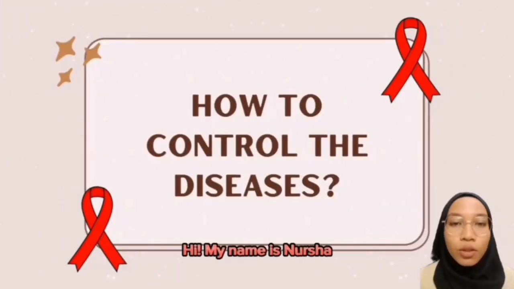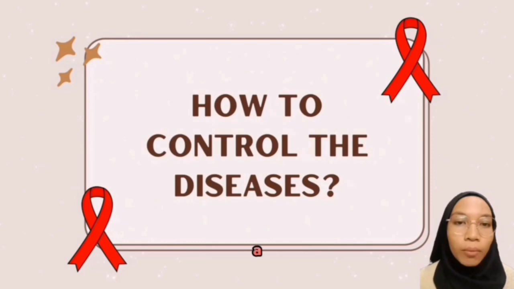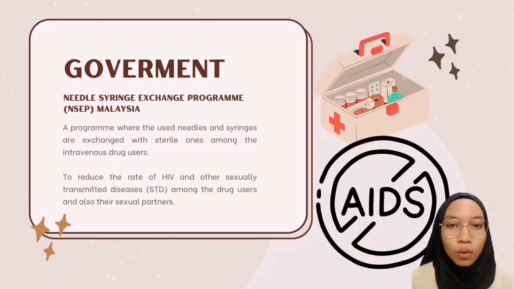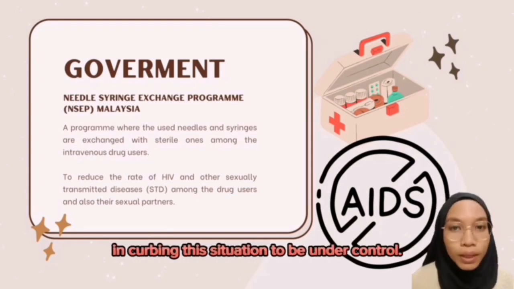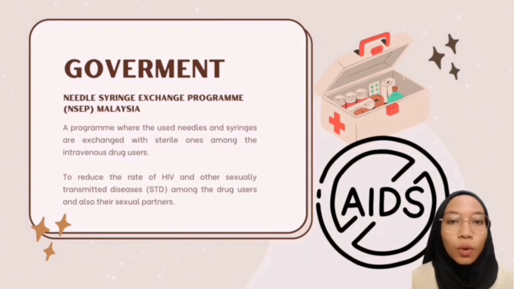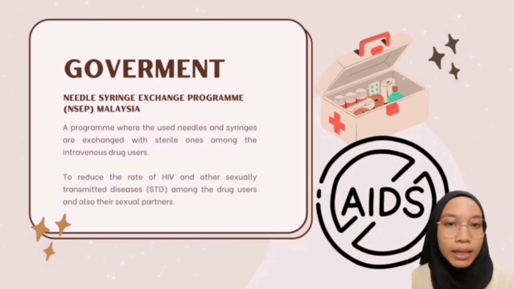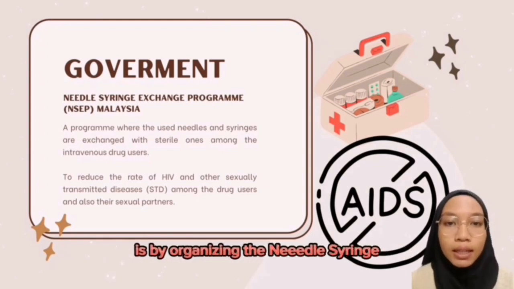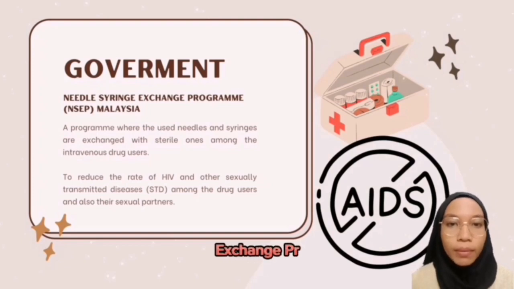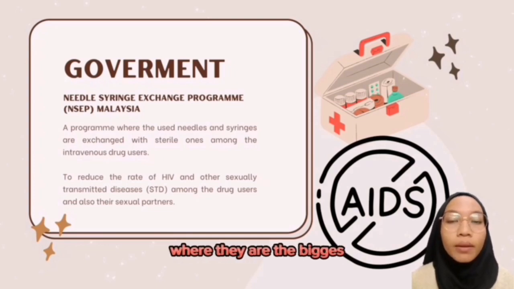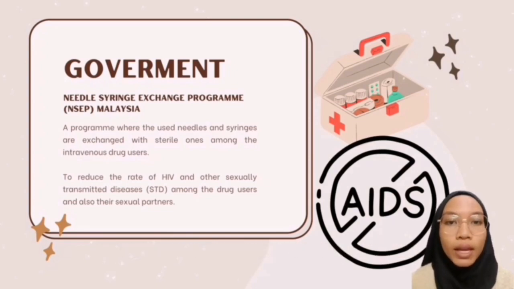Hi, my name is Nushahira Izzati binti Roslan, and I'm going to explain my part about how to control the disease. The government plays a big role in curbing this situation to keep it under control. One of the effective steps that have been taken is organizing the Needle Syringe Exchange Program, or SEP, in Malaysia. These programs target the drug users, who are the biggest contributors to AIDS.